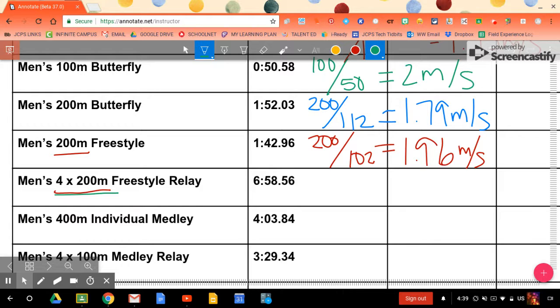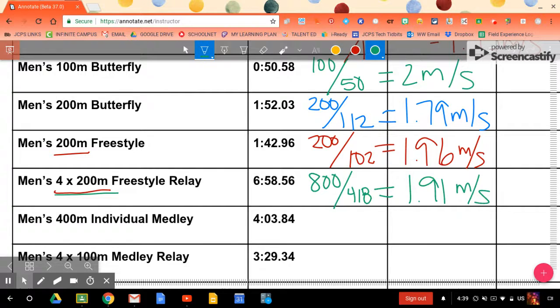Okay, the next one is the 4x200 relay. So that means I'm going 200 meters by 4. Each guy is going 200 meters. So that's 800 meters altogether because you take 200 times 4. And they're going in 6 minutes and 58 seconds. So I figured out how many seconds are in 6 minutes. So I take 6 times 60, which is 360. And then I added 58. So it equals 418. So they are going 1.91 meters per second.